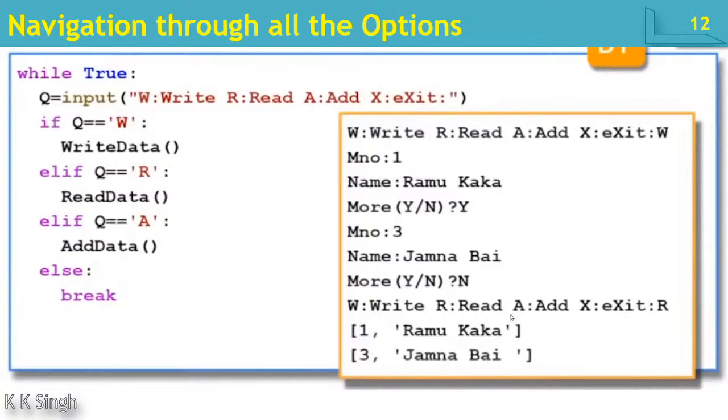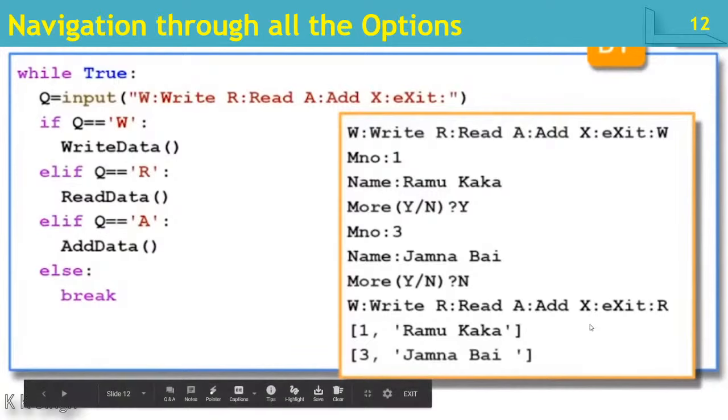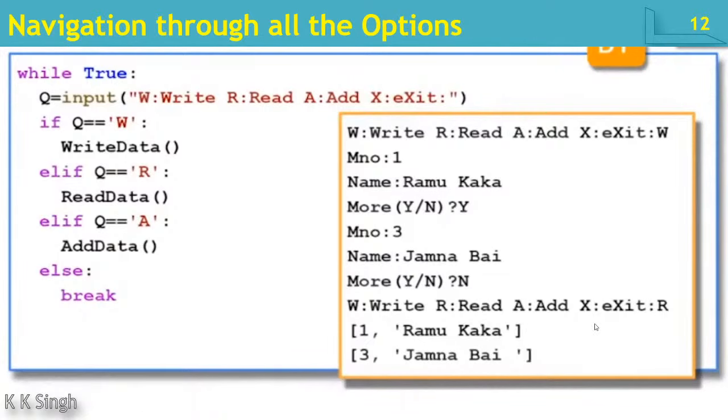Then you will check those options. If option is equal to W, you will call write data. If the option is R, then you'll call read data. And if you have given option A, it will call the function add data. And if you enter X, it will come out of the loop. So over here also, you can use while true, and in the end use if option is X or small x, then break.